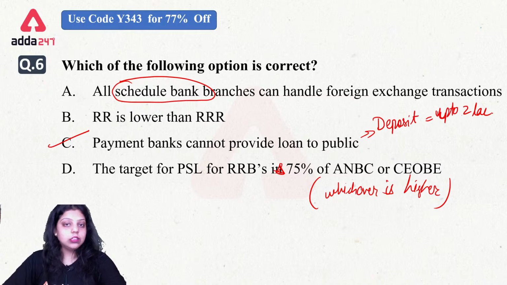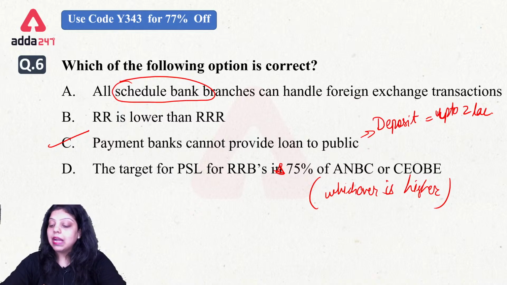In certain situations, if we have talked about payment banks, we have seen that the Paytm Payments Bank is providing credit cards to the public. Paytm Payments Bank is also providing a certain kind of advances to the public. Now, why is Paytm Payments Bank providing these advances or credit cards to the public, while RBI has said that a payment bank cannot provide loans to the public? Why is Paytm Payments Bank providing these kinds of services?